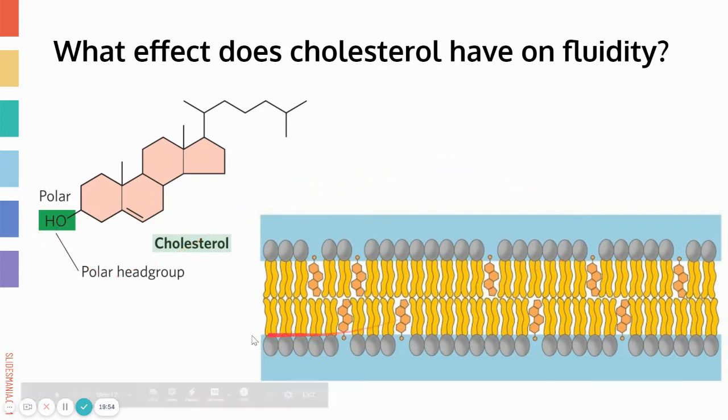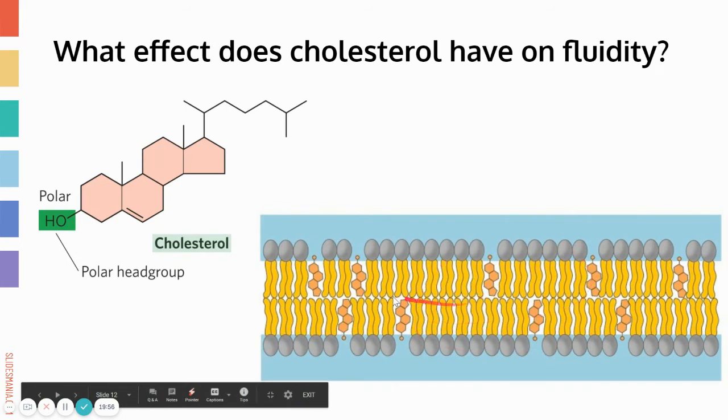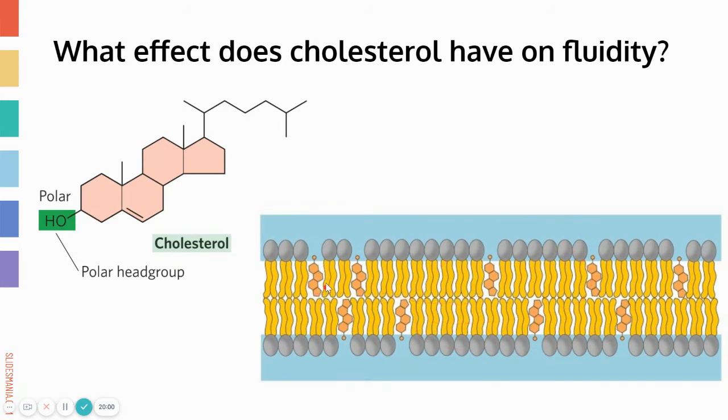So when you're orienting cholesterol within a membrane, you should be able to recognize that these 4 rings right here are referring to this bit of the cholesterol. And this tiny little bit that's sticking out with the hydrophilic heads is going to be this one polar head group. So that's why cholesterol sits in the membrane the way it does.